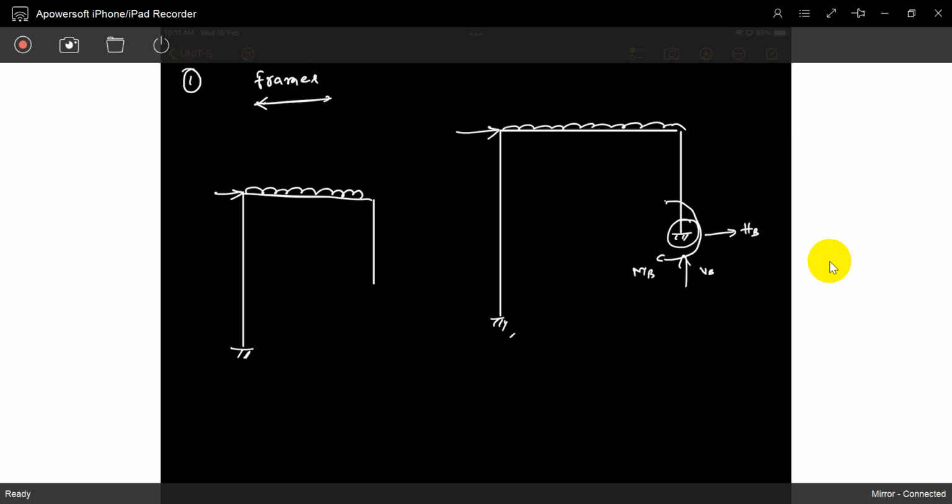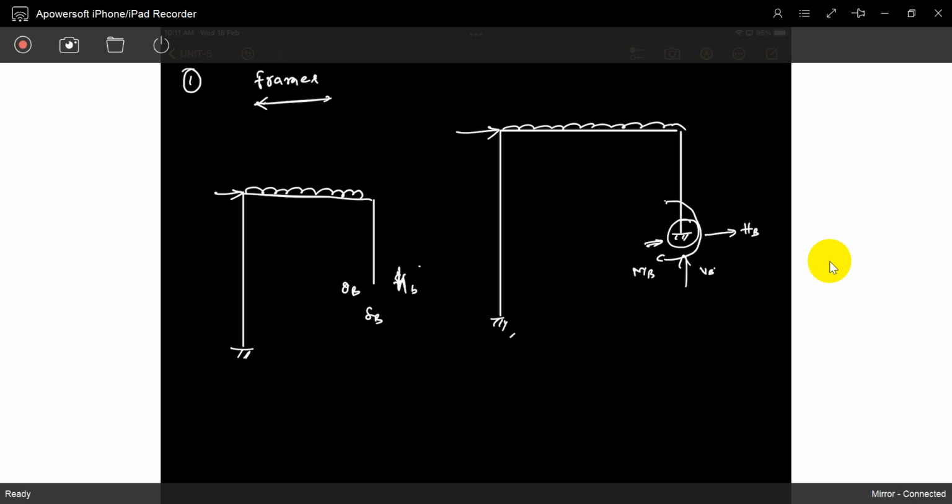What we have to do? First we have to find out the free deformations. What are the free deformations? If you remove those indeterminacies, you have to find out the vertical deformation delta B, the horizontal deformation, small h B, and a rotation theta B.